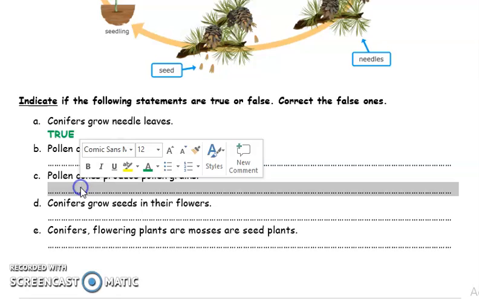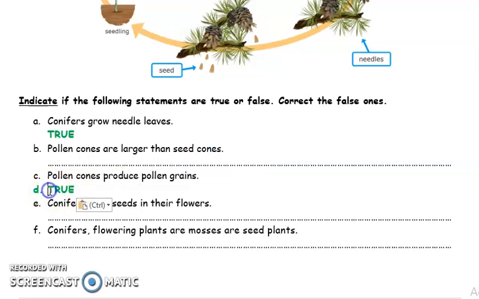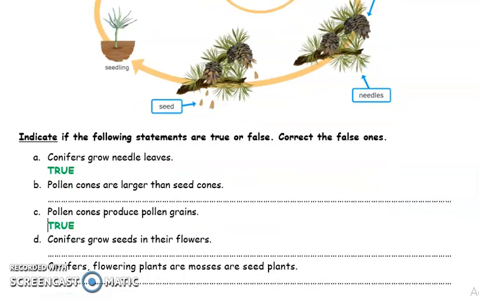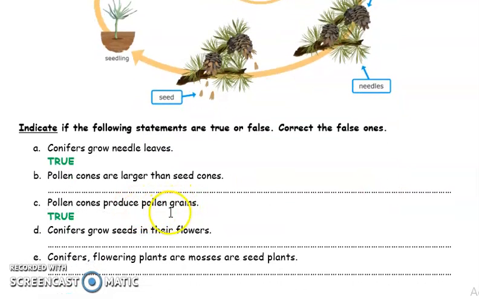This is true. The job of the male cones, the job of the pollen cones, here are the male cone, the pollen cone. Their job, as you can see, they have a small size. Their job is to produce pollen grain. This is true. Okay. What about seed cones?